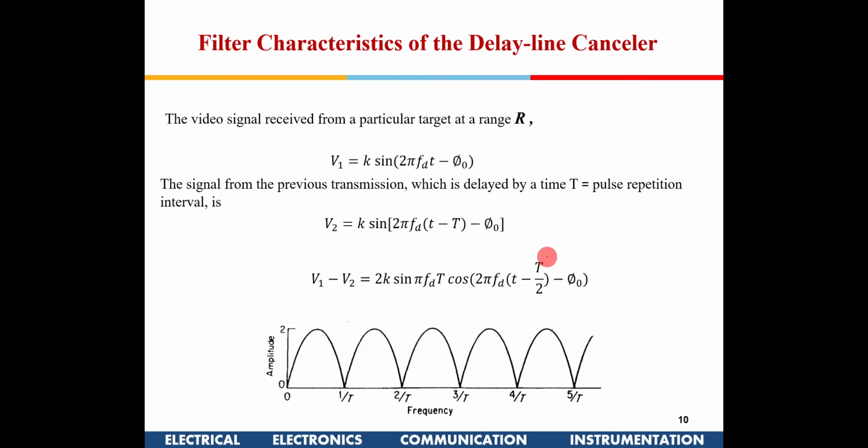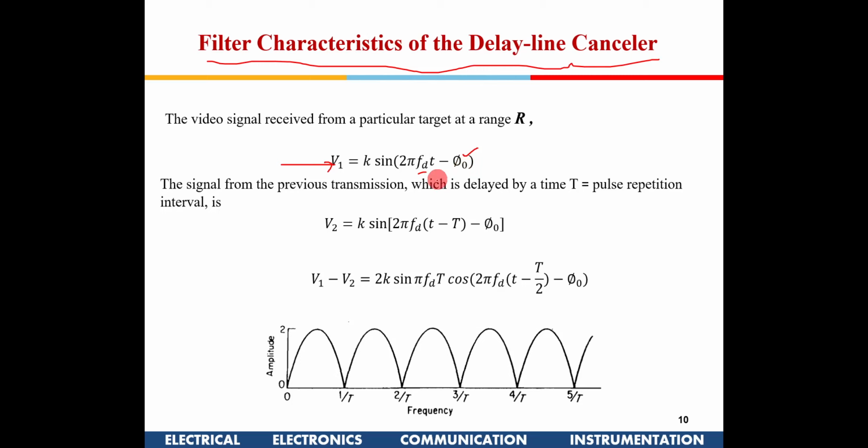Now there is another small issue known as blind speed. Let's try and understand what it is. Let's discuss the filter characteristics of a delay line. This is the signal which is received: K, some amplitude, sine 2 pi FD t. FD is because of the Doppler shift, due to the relative velocity between the target and the antenna. This other term is because of the distance between the target and the antenna.